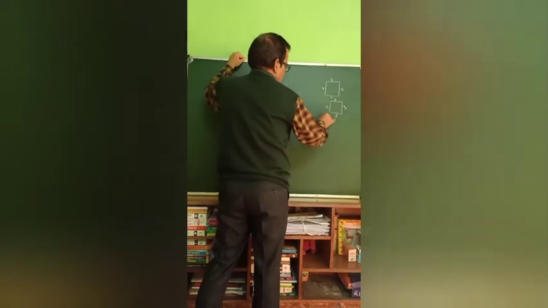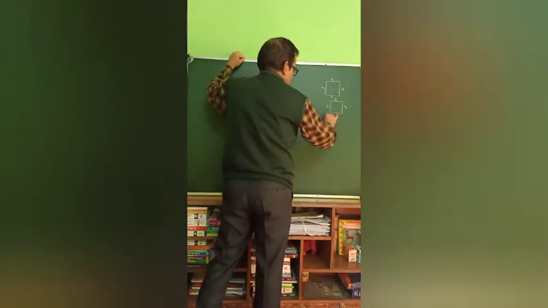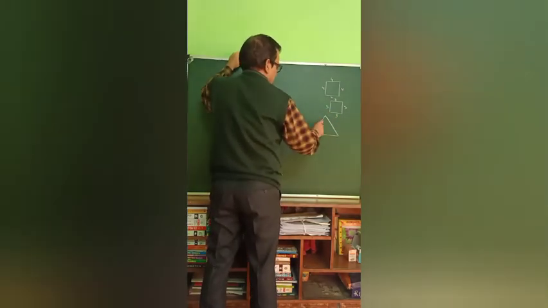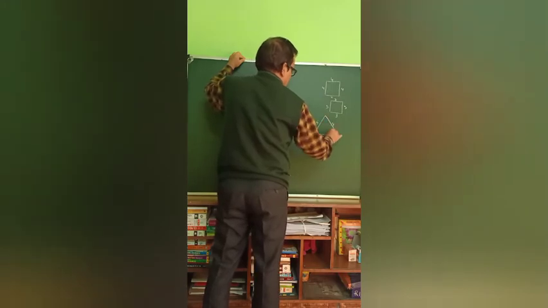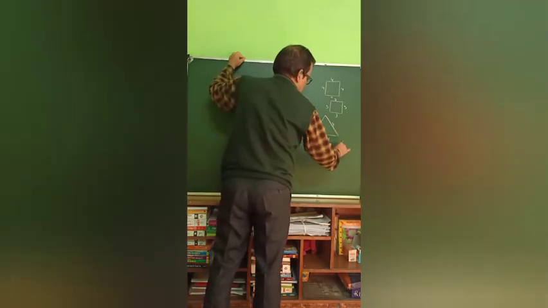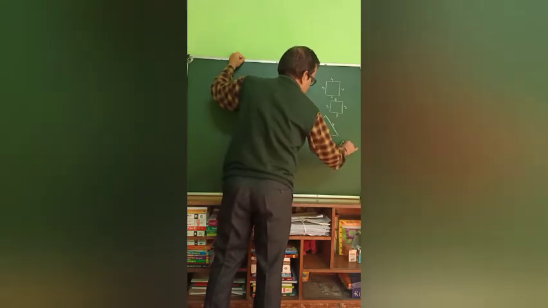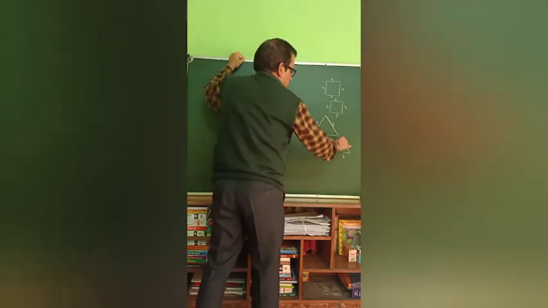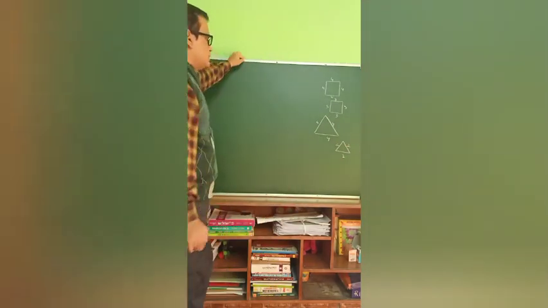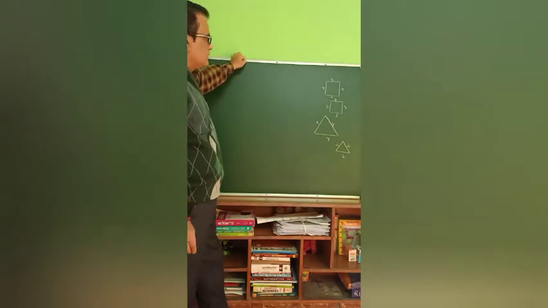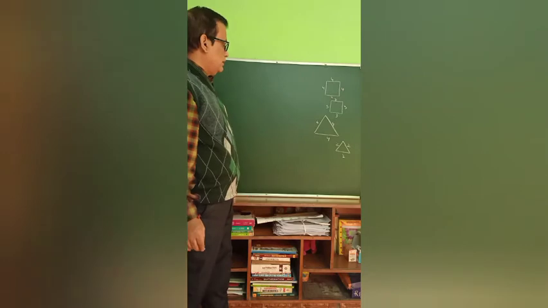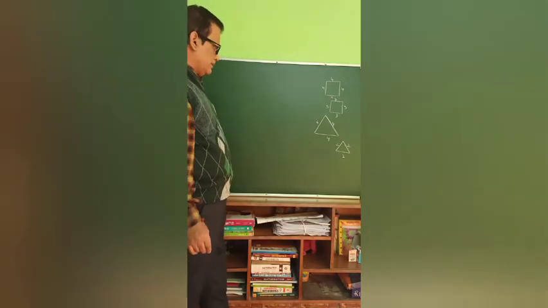Similarly, if I have an equilateral triangle with each side 4 centimeter, and I make another equilateral triangle with each side 2 centimeter, the triangles are also similar. So the figures which are of the same shape but different in size are called similar figures.